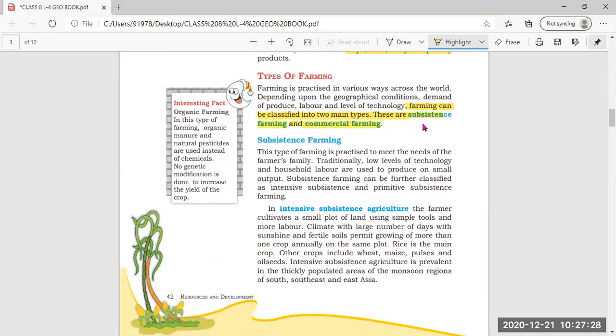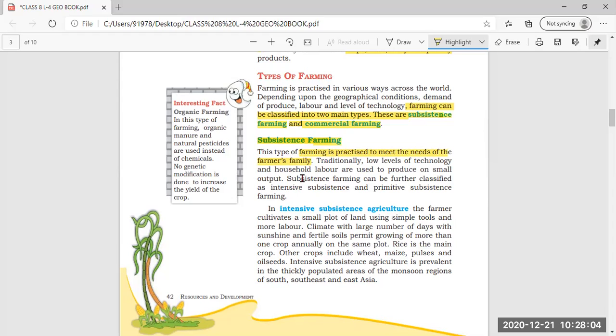Now separately we are going to understand what do you mean by subsistence farming and what do you mean by commercial farming. Subsistence farming. This farming is practiced to meet the needs of the farmer's family. So, this subsistence farming is the farming which is done only to meet the needs of the farmer's family. So, whatever is produced through the subsistence farming on that particular field, it is all used by the farmer's family only.